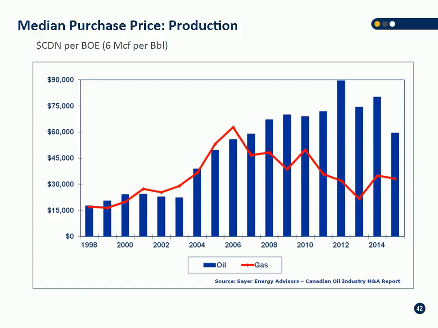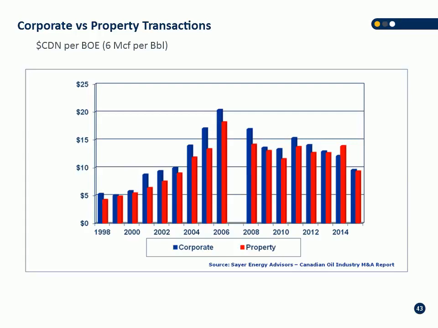Median price for production, dollars Canadian per BOE, is just another metric, again showing you that the way oil and gas assets are valued and purchased is tracked in a lot of detail in North America. Corporate versus property transactions: in blue you have purchases of entire companies, and in red you have purchases of individual oil and gas assets, and how they stack up. You can see they're pretty close. The reason that corporate assets usually have a higher transaction rate is based on some of those tax implications we were talking about before. When you purchase a company, you're also purchasing a bunch of tax pools and incentives that help you achieve better after-tax returns.